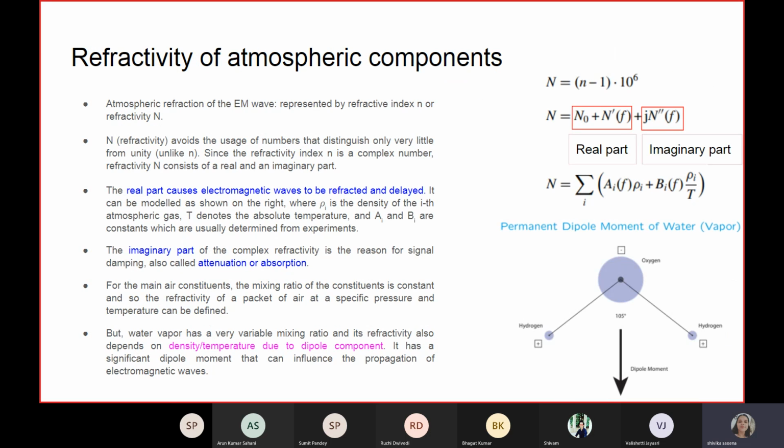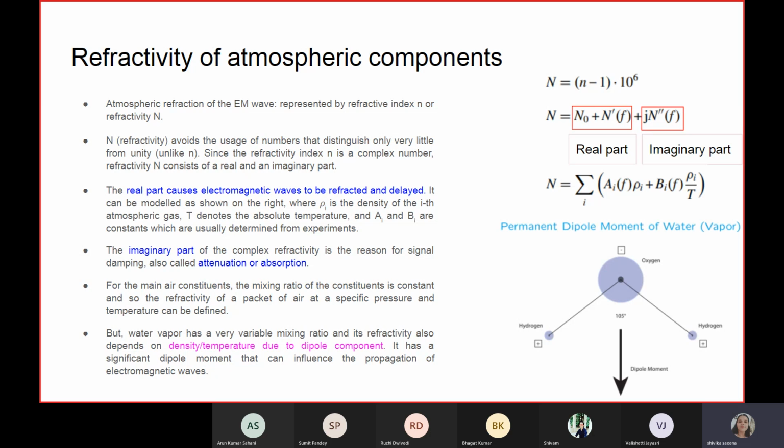So from the previous slide, the most important portion is the refractivity index. From refractivity index information, we will derive what would be the length that has been traversed from the satellite to receiver. Okay. So atmospheric refraction of the EM wave, that is electromagnetic wave, is represented by refractive index n or refractivity N. Refractivity is just a term, as you can see on the right hand side, the equation is given. Capital N is the refractivity. This is just for our convenience that we have introduced this parameter N, so that we can understand different values of refractivity different from unity, that is 1.